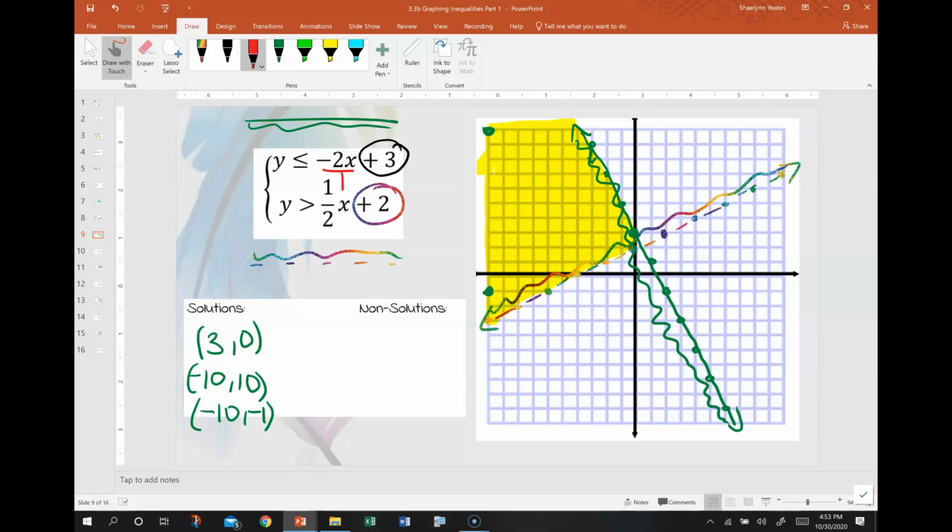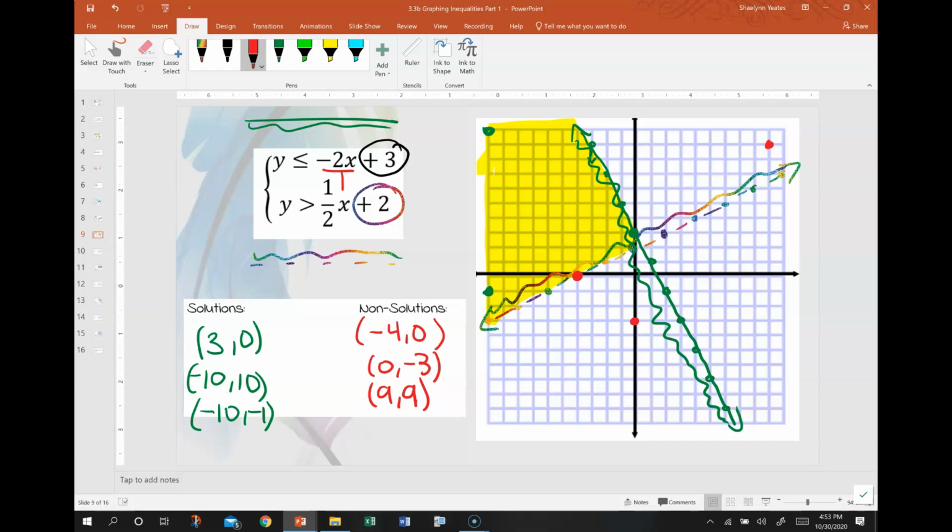All right, let's do the red one. So anything on the dotted line, so like right there, -4, 0. Or we could do the point 0, -3. Or we can do the point over here, 9, 9. All of those are not in the yellow section.